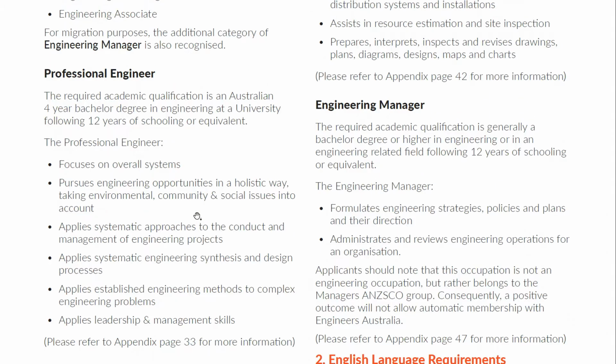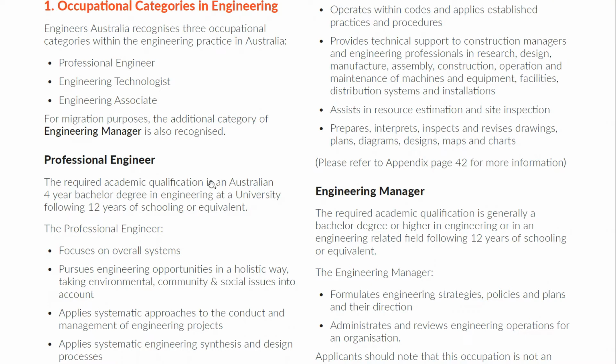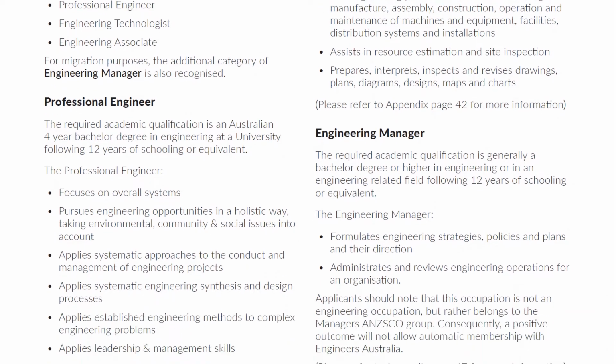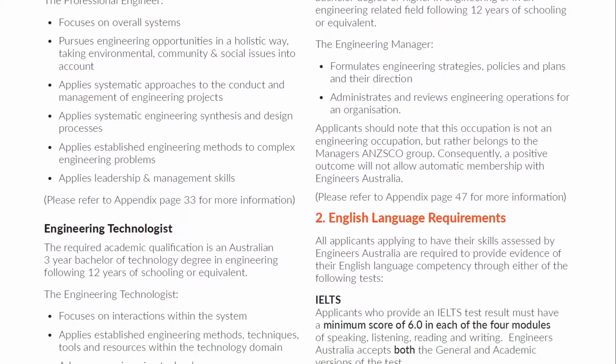The three categories: professional engineers, engineering technologists, and engineering associates. Engineering managers are those who have a higher bachelor degree or higher degree like MS or PhD. It depends on what they have done there.